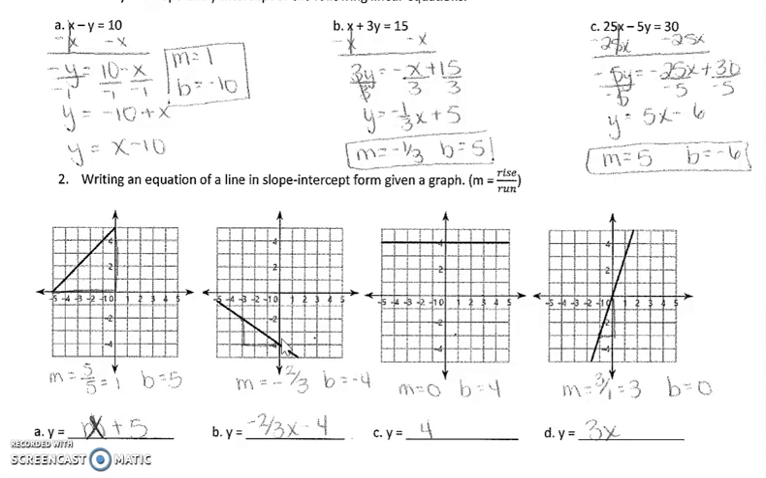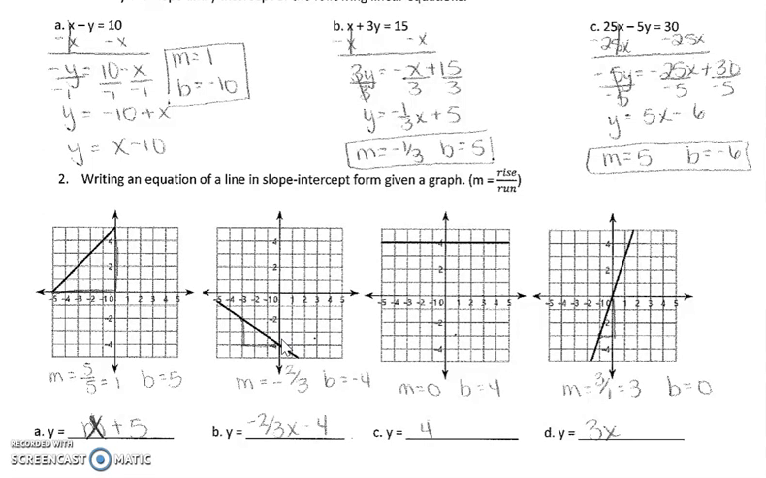Down 2, -2, right 3, +3, or up 2, so +2, left 3, so -3. Either direction you go, you're still going to get a -2/3. So y equals -2/3 x minus 4. This next one, slope, you don't have to do any work.